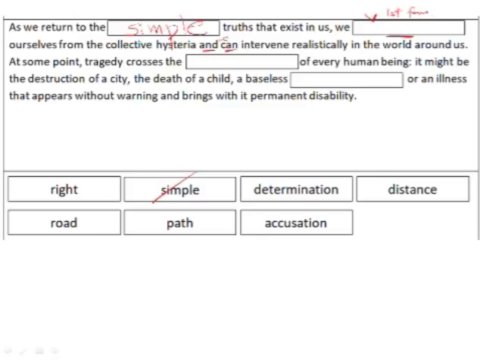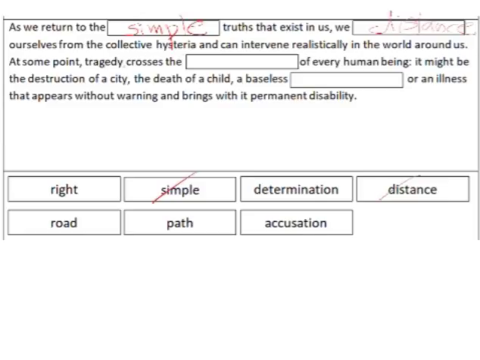We something ourselves. What's the verb here? There's no verb here. Determination, accusation, path, road, these are not verbs. Distance is a noun, but if you look closely, distance can also be used as a verb. So that's why this will fit here. We distance ourselves, we move ourselves away. That's the second meaning of the word. We distance ourselves from the collective hysteria and can intervene realistically in the world around us.